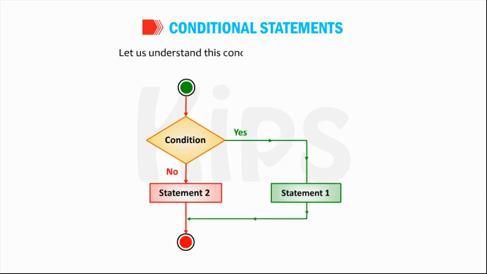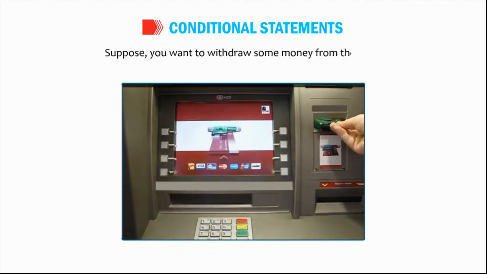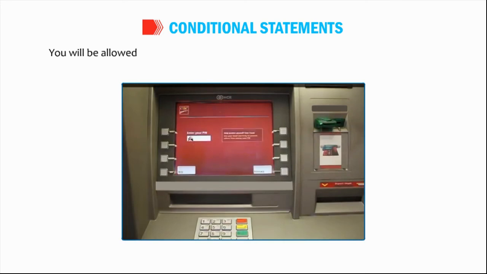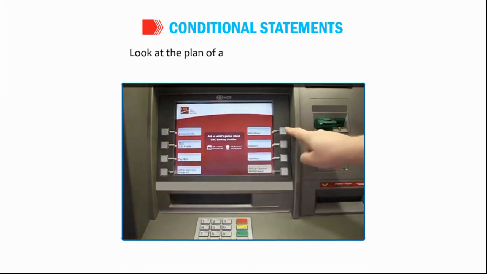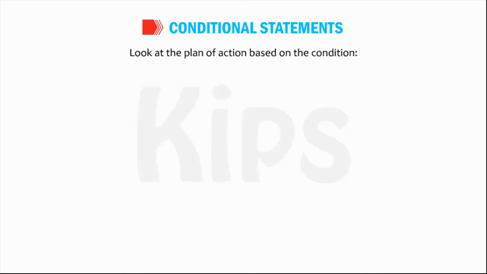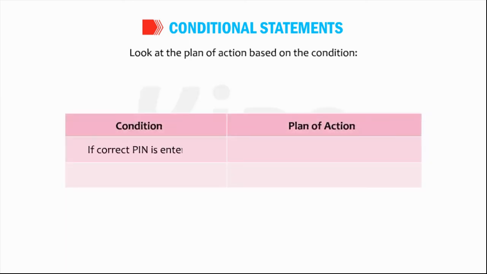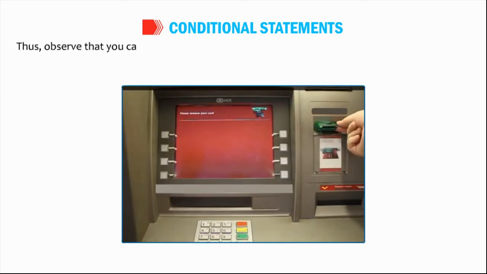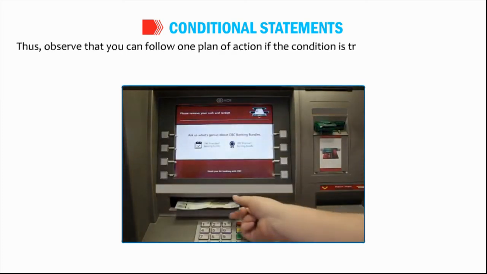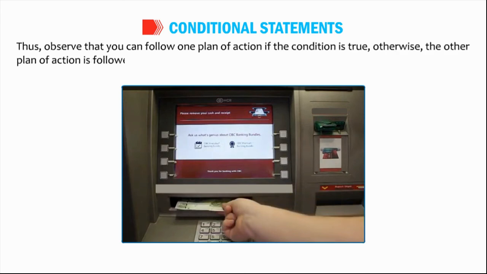Let us understand this concept with a simple example. Suppose you want to withdraw some money from the ATM. You will be allowed to withdraw the money only if you enter the correct PIN number. Look at the plan of action based on the condition. Condition: if the correct PIN is entered. Plan of action: you can withdraw the money. Condition: if an incorrect PIN is entered. Plan of action: you cannot withdraw the money. Thus, observe that you can follow one plan of action if the condition is true. Otherwise, the other plan of action is followed.